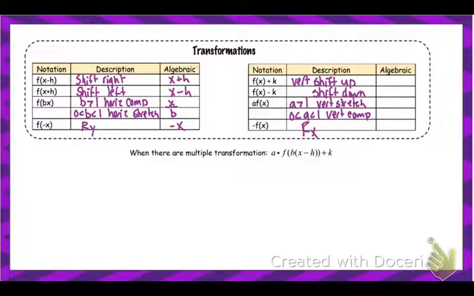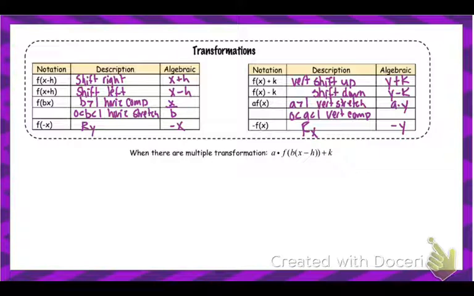So again, all these vertical changes affect the y-coordinate. I would take the y-coordinate and add k, or subtract k, or multiply by a, or make it negative. But again, vertical stuff affects the y, horizontal affects the x.